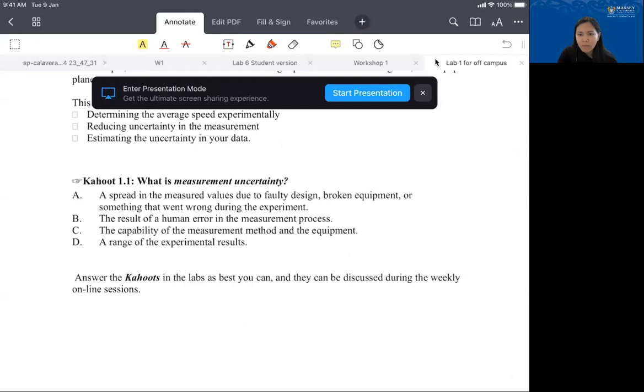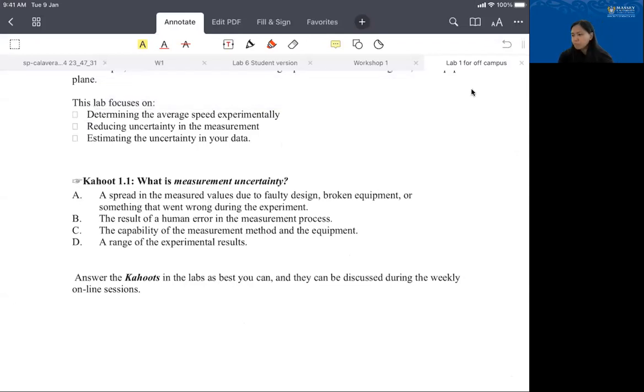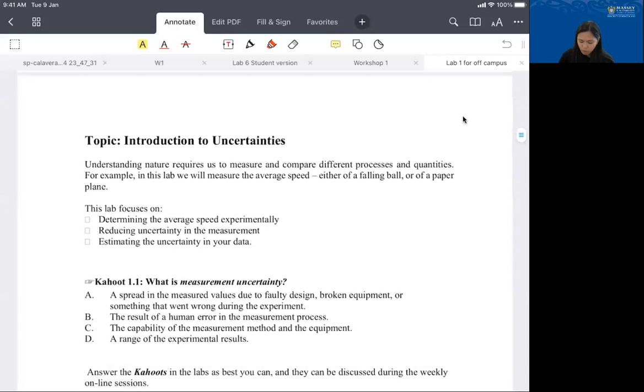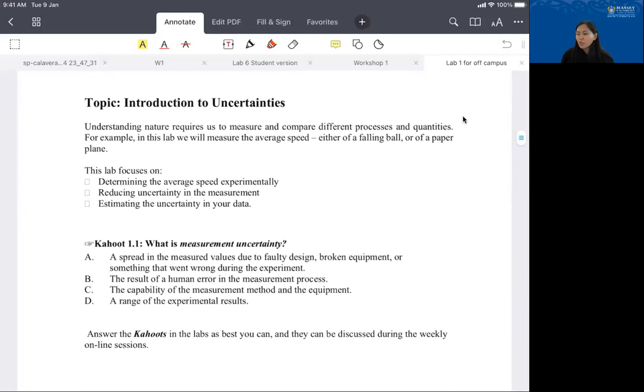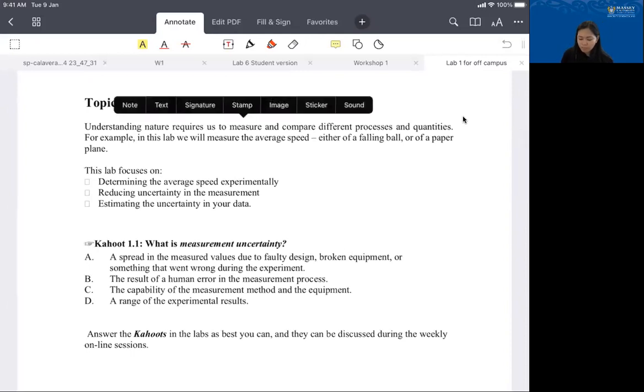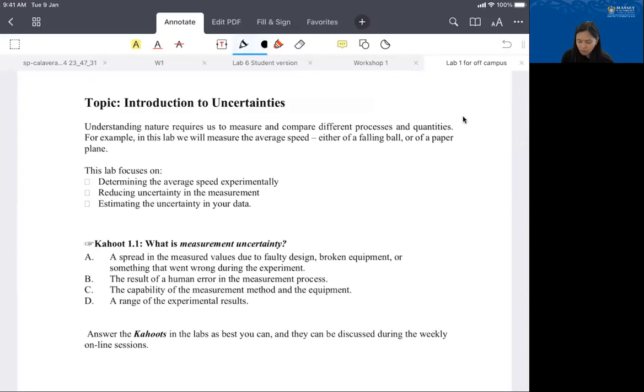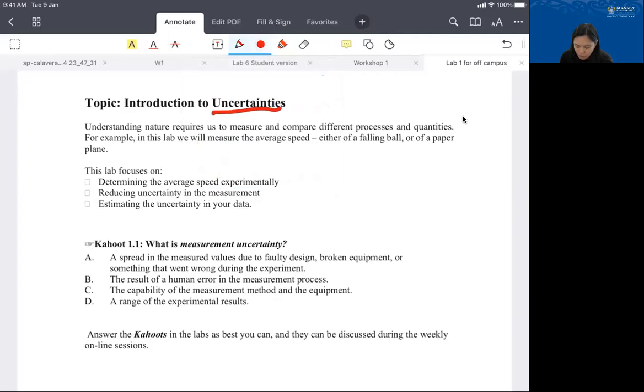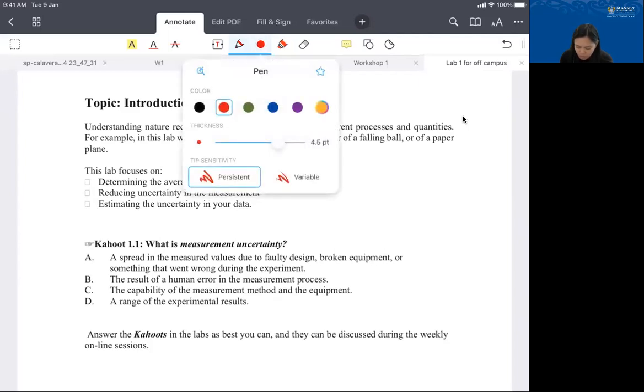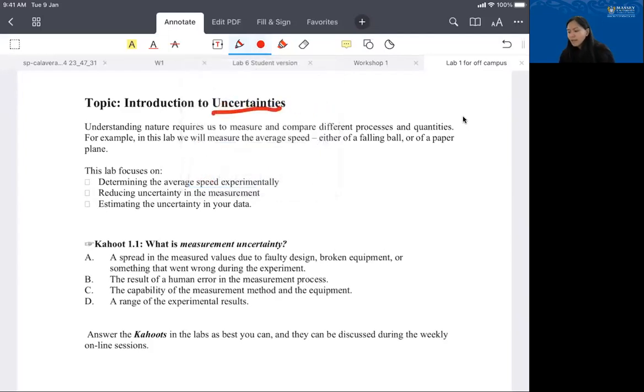So in the first lab, I hope you can see that screen okay. In this lab, you will investigate uncertainties, by measuring your distance and your time and figuring out your average speed.